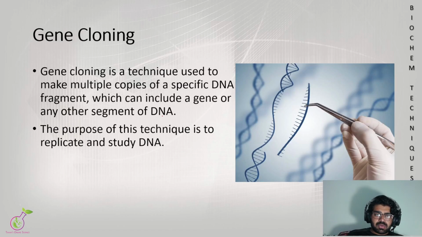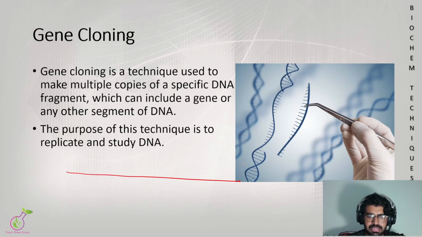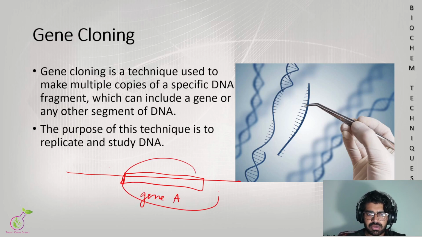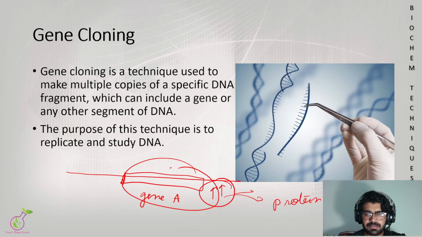So gene cloning is what? Gene cloning is basically a technique to multiply the copies of a specific DNA. For example, आपके पास एक larger fragment of DNA है और आपके पास इसमें से let's say this is your gene A. आपने इसको फोकस करना है कि आपको इसमें से प्रोटीन चाहिए, that is protein A. आपने इसको किस तरह से एम्पलीफाई करना है, and then how would you perform the central dogma to get the protein out of this gene.